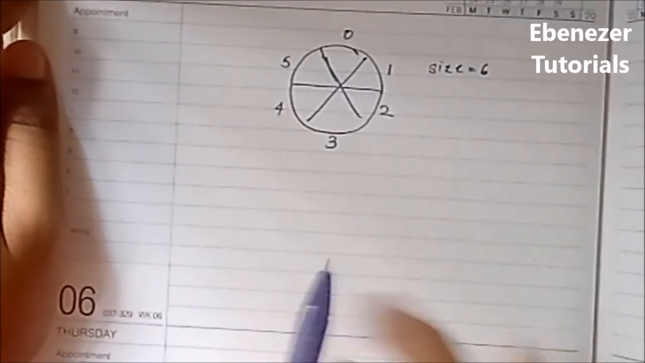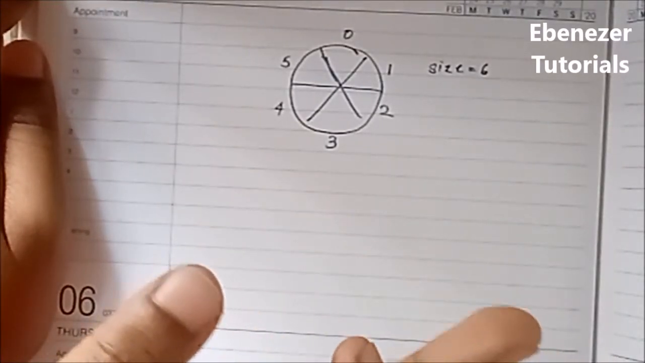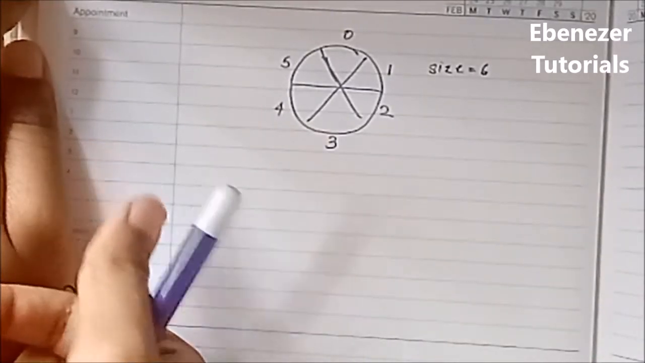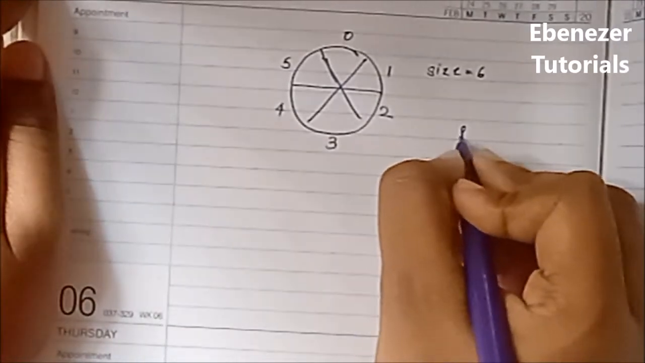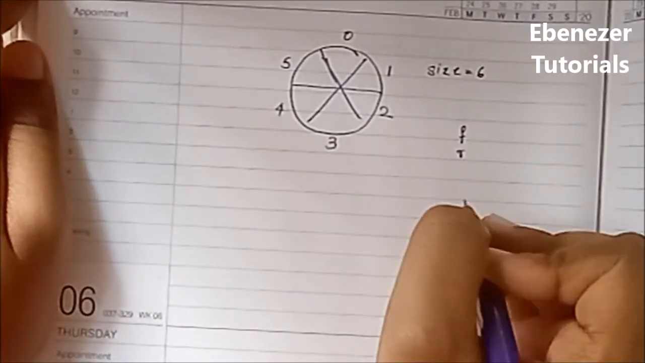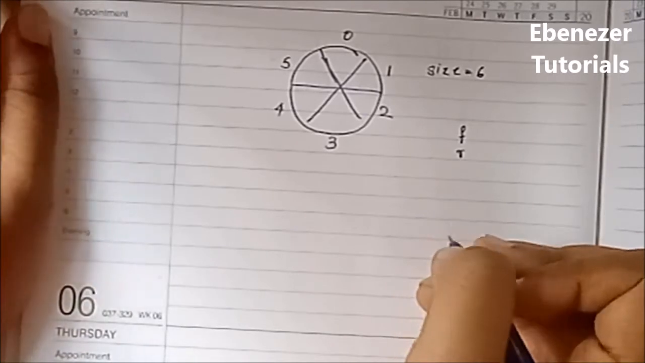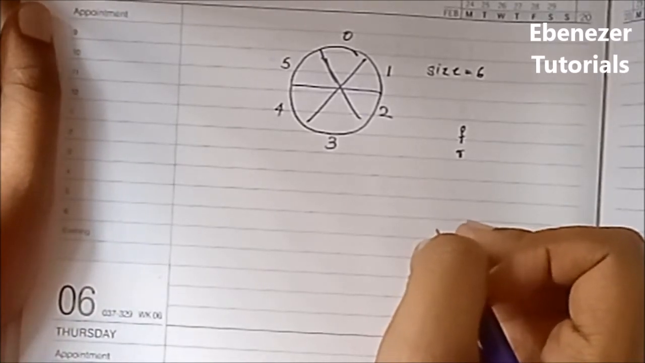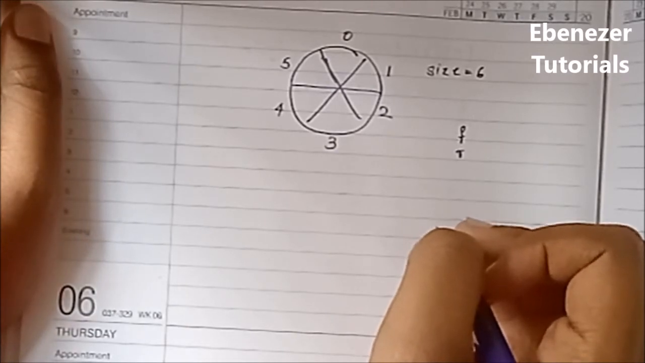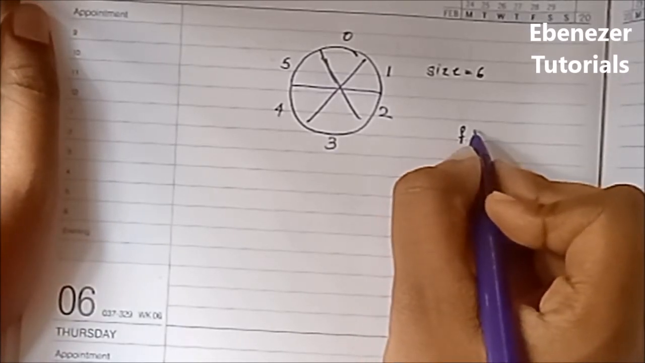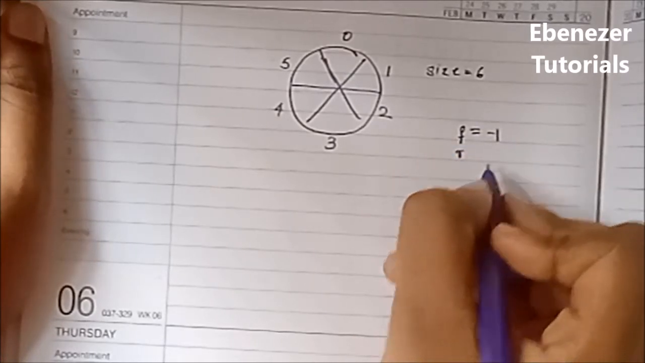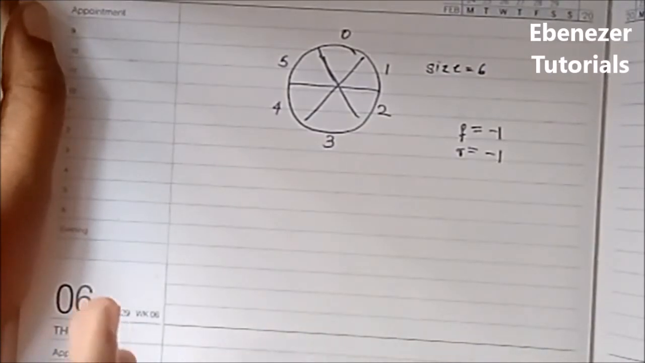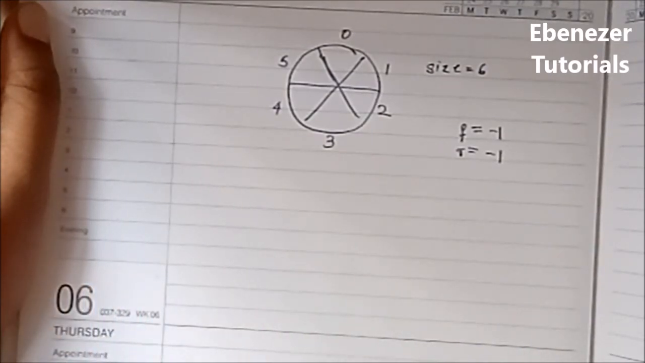There are 2 pointers that we consider in the case of a queue, as we saw in the linear queue also. One is the front pointer and one is the rear pointer. Here also I would have a front pointer and a rear pointer. Initially, before we start inserting any element, the queue is empty. The condition for the linear queue remains the same for the circular queue also. Front is set to -1, rear is also set to -1. This is the condition to indicate that the queue is empty.